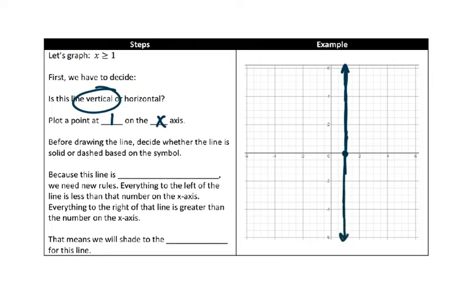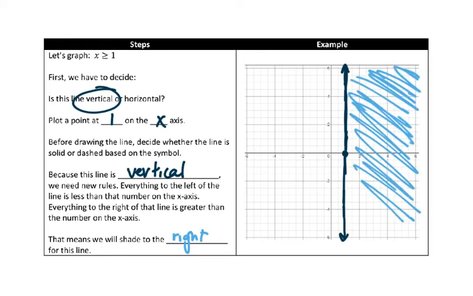But because this is vertical, I can't shade above or below it. I have to decide whether to shade left or right. Everything to the left is less than that number. Everything to the right is greater than that number. So because it's greater than, we need to shade to the right. And there it is. There is our last problem.